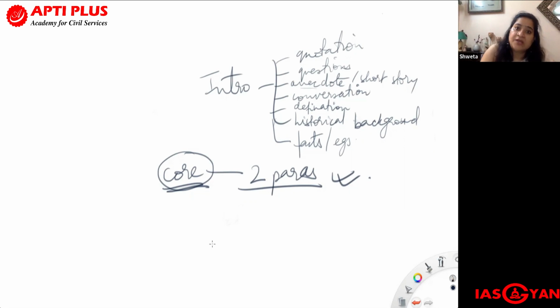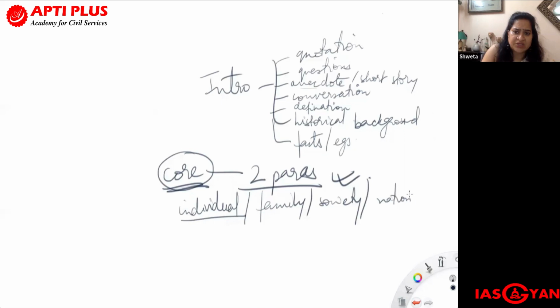Then start opening multiple areas related to that topic. Whatever you have heard related to, let's say, what is your individual truth related to your topic, your individual understanding, what is your understanding in terms of the family, what is your understanding related to the society, what is your understanding related to your national insight, or let us say the international perspective.